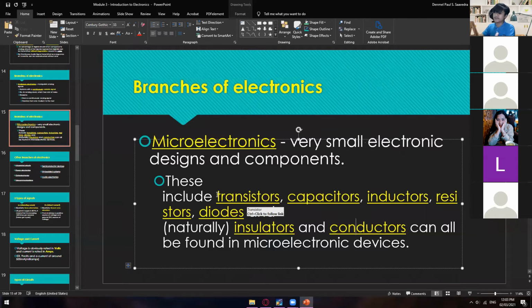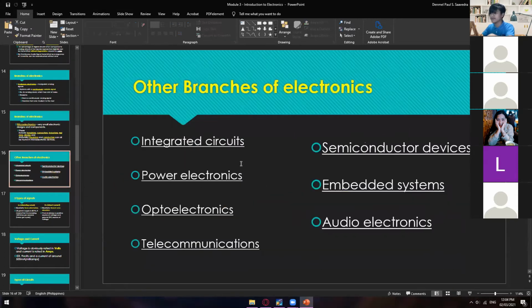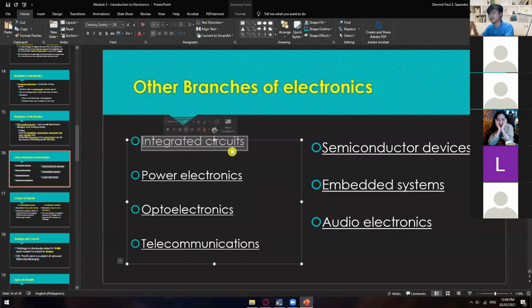So those are actually the basic components that you'll be using to make a single device or a single system. All of them are under this so-called microelectronics. And then here are the other branches of electronics. So we have IC, integrated circuits. You guys already know this one: composed of many circuits or many components to form a single circuit, which is called the IC or integrated circuits.